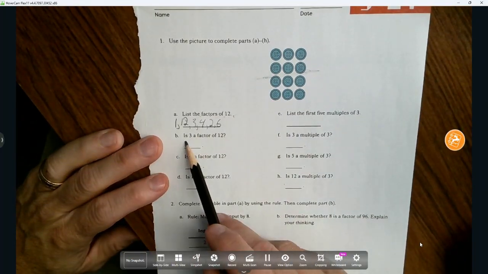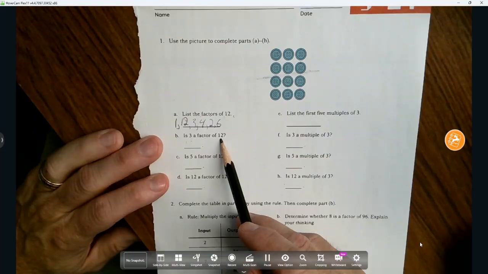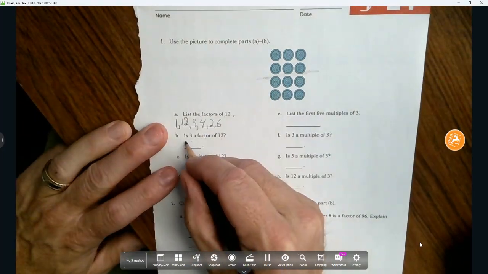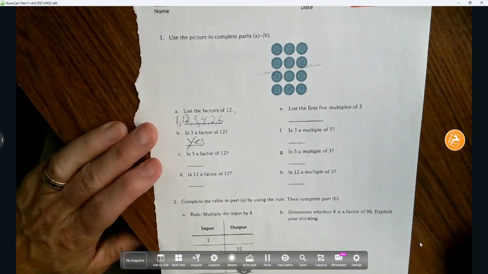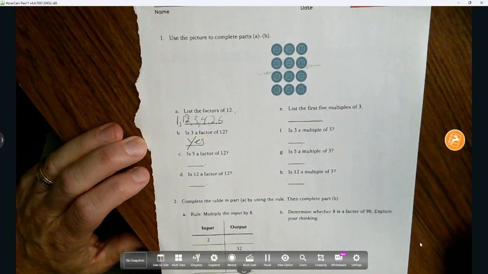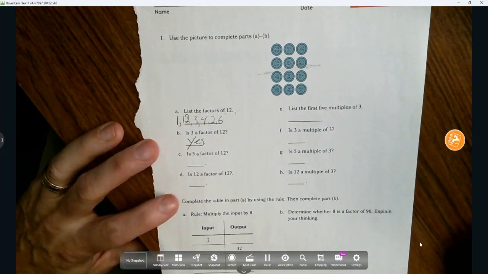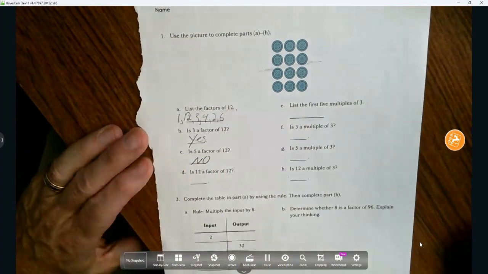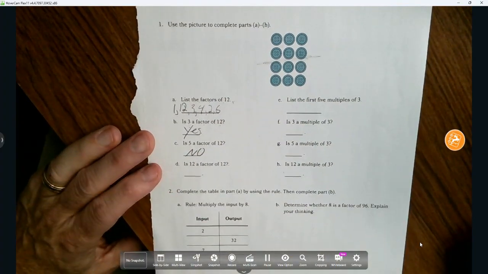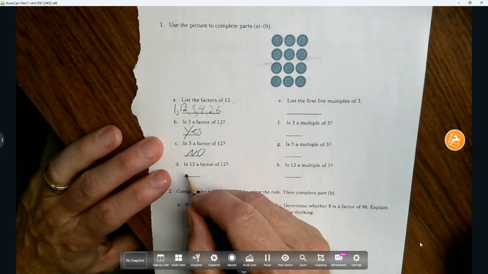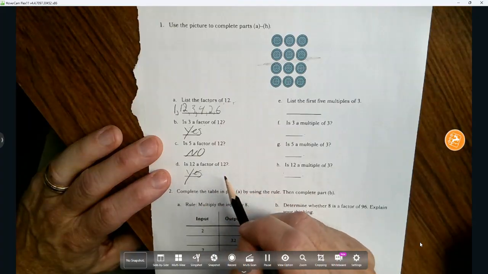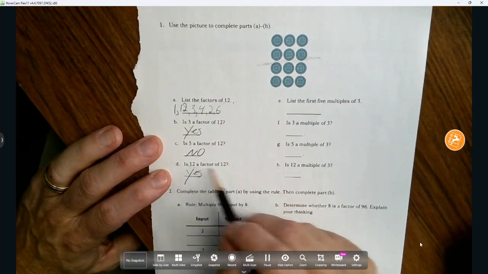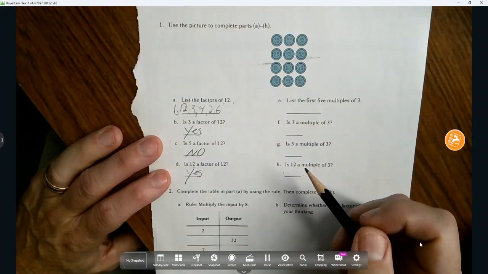All right, so is 3 a factor of 12? Well, 3 is right there, so yes. Is 5 a factor of 12? Can we multiply 5 by anything to get 12? No, we cannot. Is 12 a factor of 12? Well, yeah. 12 goes into 12, so yes, it is. It goes into 12 one time. Nice and even. So yes, it would be.